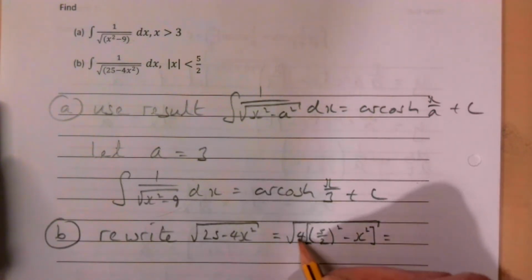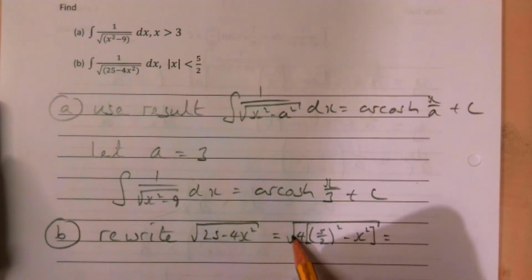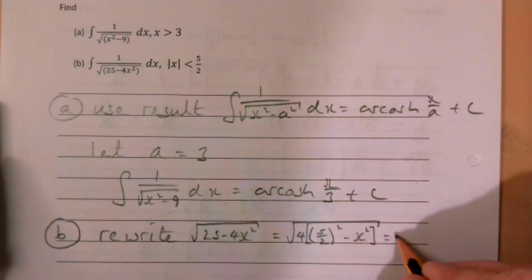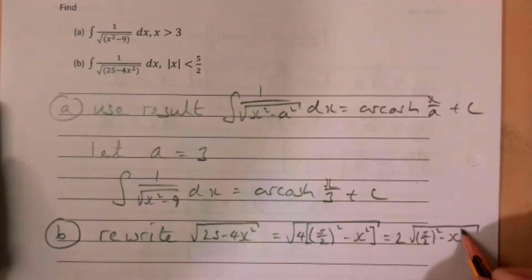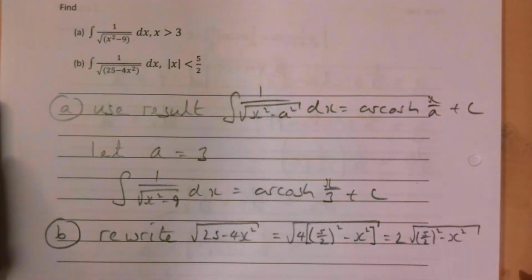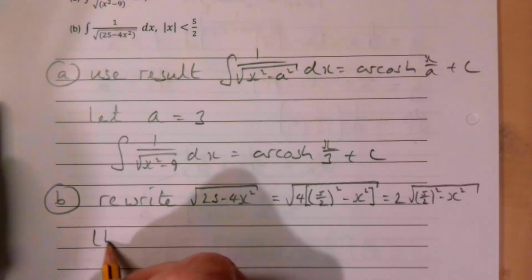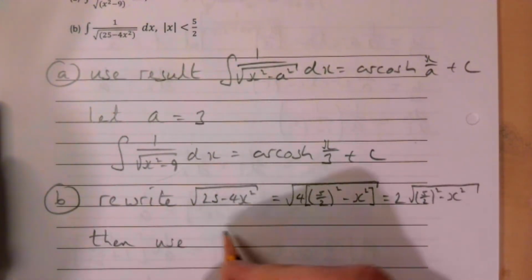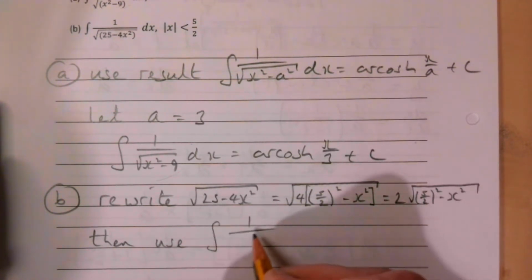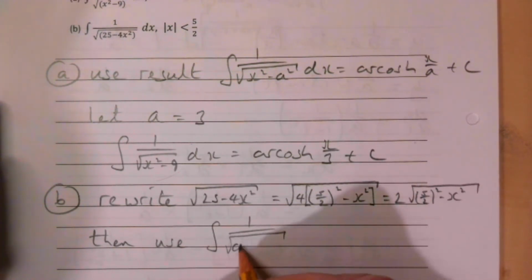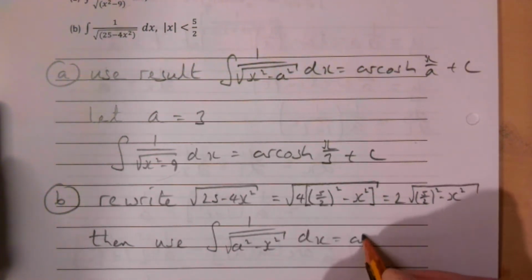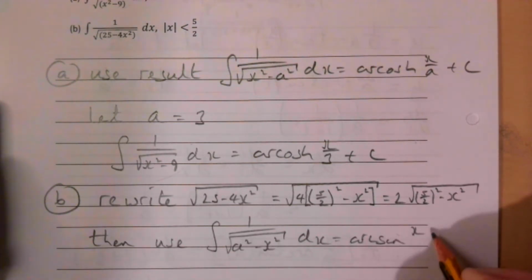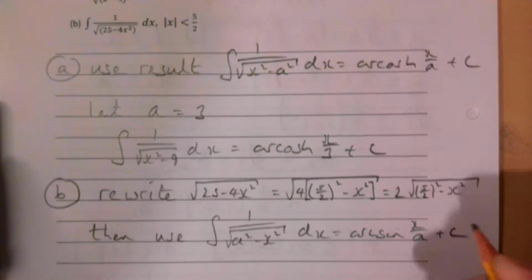My next line would then be actually to take this out. So this is the square root of this times the square root of this. So it's the square root of 4, so it's 2 upon just what I had in the square bracket, so it's 5 over 2 squared minus x squared. So how does that help us? We are going to use the integral of 1 over the square root of a squared minus x squared dx, which gives us arc sine x over a plus c.